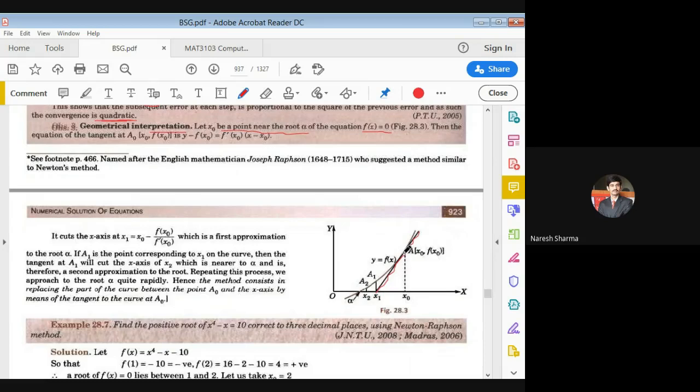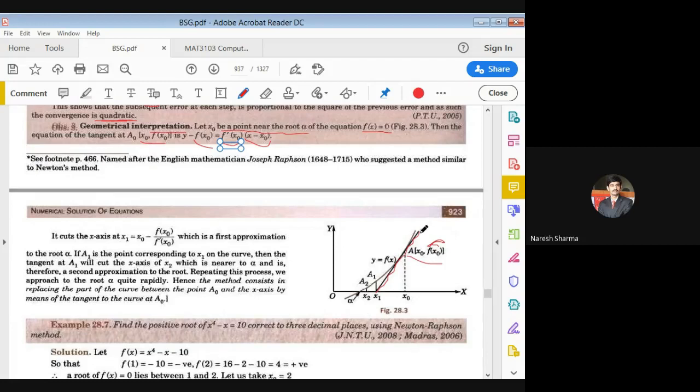So first of all, when you draw the tangent, we take the equation of the tangent line, which is, we know, at the point (x naught, f(x naught)): y minus y naught, where y naught is f(x naught), is equal to the slope. The slope means the derivative of the function at that point, into x minus x naught. So this is the equation of this tangent line.